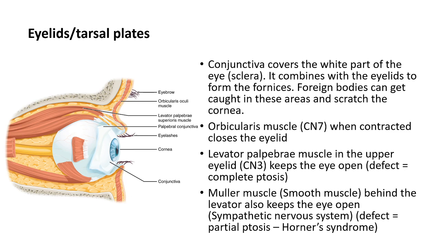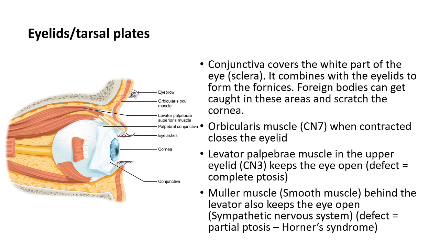Surrounding the eye are the eyelids or tarsal plates. The conjunctiva covers the white part of the eye, which is the sclera. It combines with the eyelids to form the fornices. Foreign bodies can get caught in these areas and scratch the cornea. The orbicularis oculi muscle is innervated by the facial nerve. When contracted, it can forcefully close the eyelid.